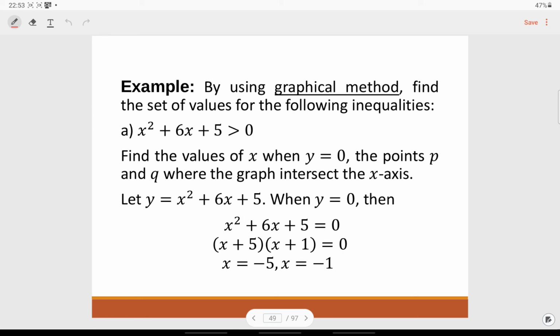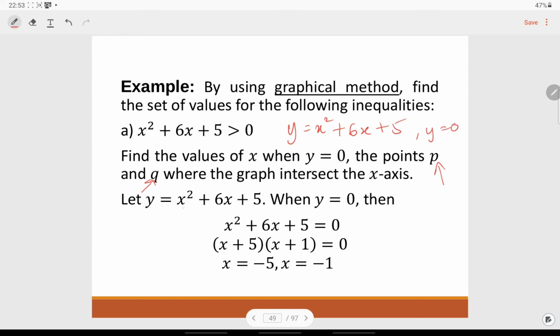The first step, we need to find the values for P and Q that intersect the x-axis. So how to find P and Q? We need to let the given expression as y. Y equal to x squared plus 6x plus 5. And then in order to find P and Q, we need to let y equal to 0. So we solve for the x.